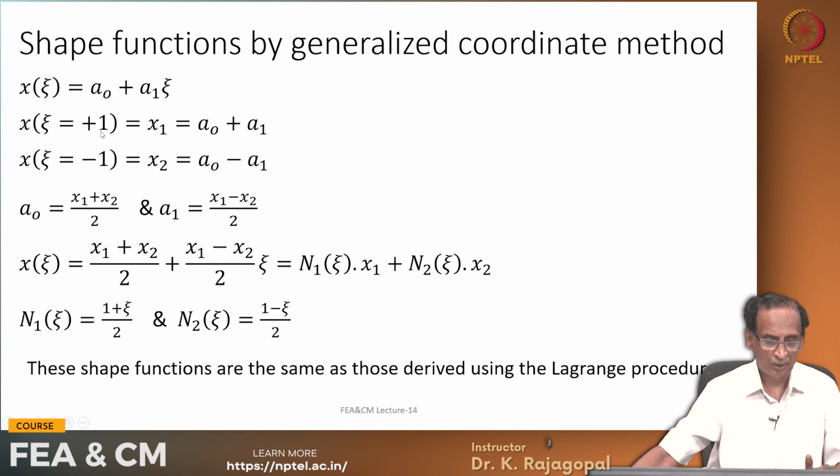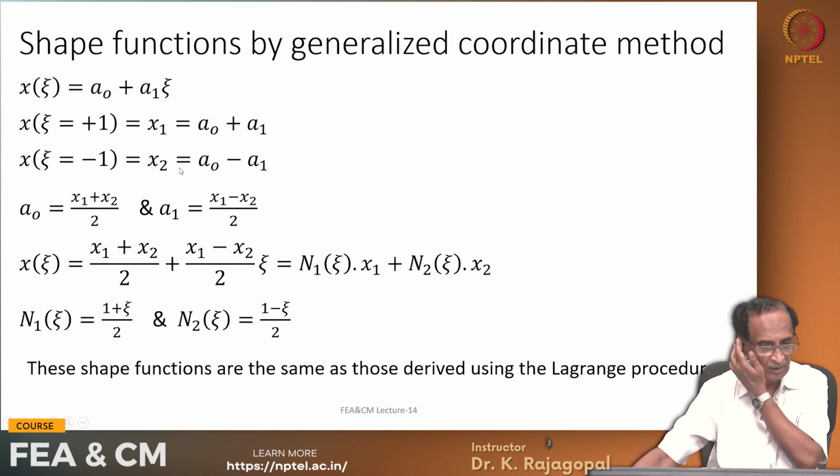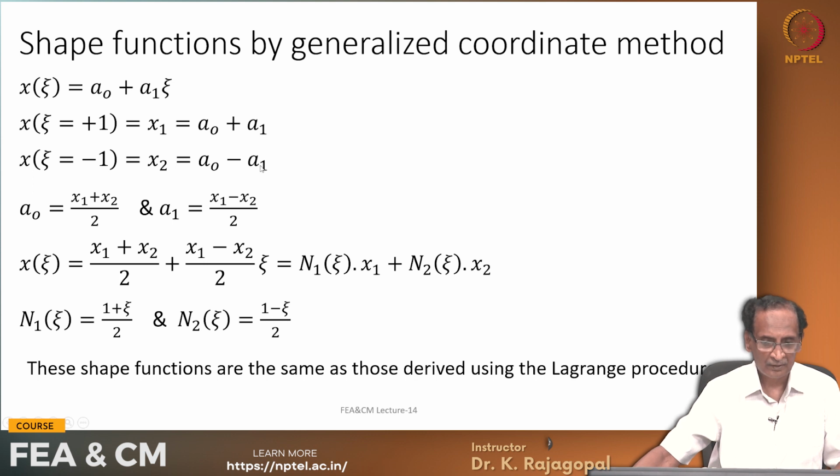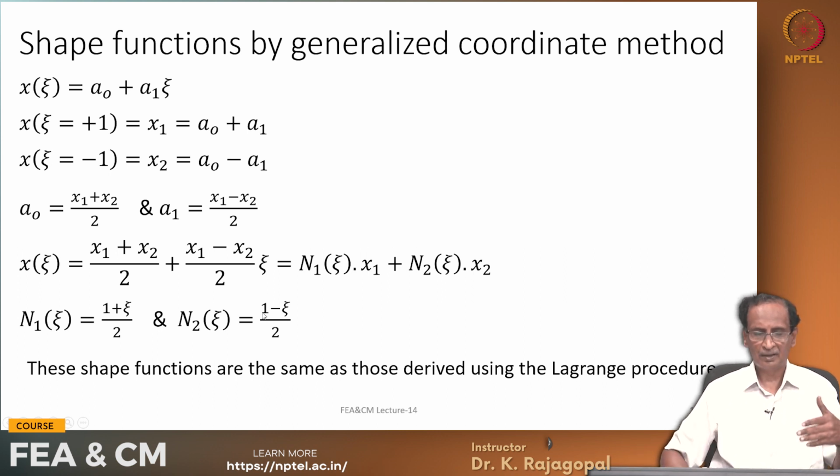So, at node 1 xi is plus 1, x1 is a naught plus a1. At node 2 xi is minus 1, that is x2, that is a naught minus a1. So, by solving this, a naught is (x1 plus x2) by 2 and a1 is (x1 minus x2) by 2. So, once again we see that our n1 is (1 plus xi) by 2 and n2 is (1 minus xi) by 2. These are the same as what we got from the Lagrange method.